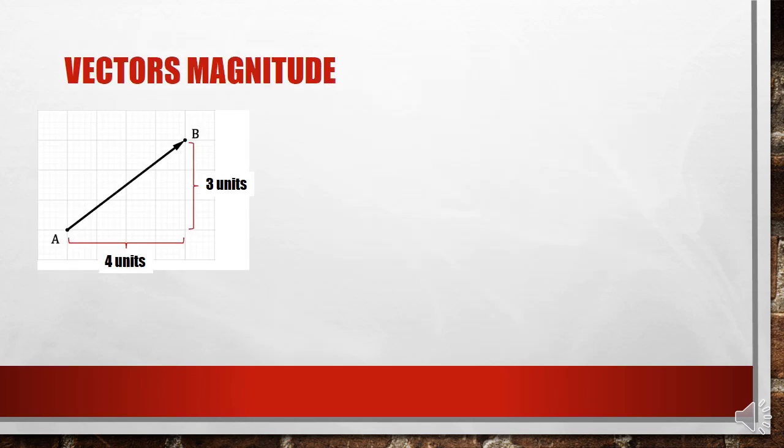Okay, now let's see about a vector's magnitude. The magnitude of a vector is denoted with an absolute value symbol like this. So if you see this symbol, it means the length, the magnitude, of the vector. And how to find the magnitude of a vector? Let's see this example. If I have a vector AB, 4 units to the right and 3 units up. Now the length of this vector is the distance from A to B.